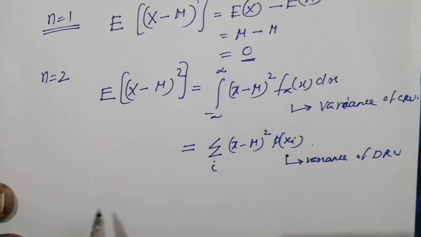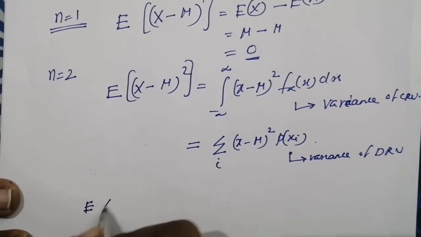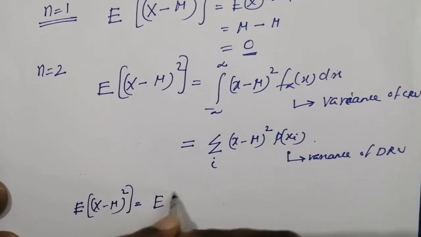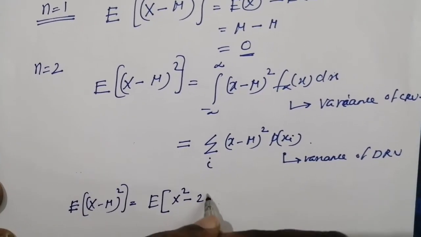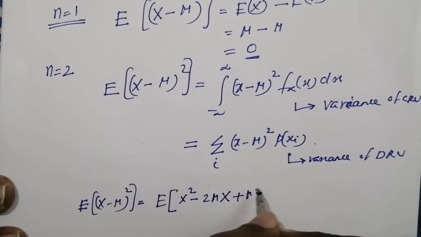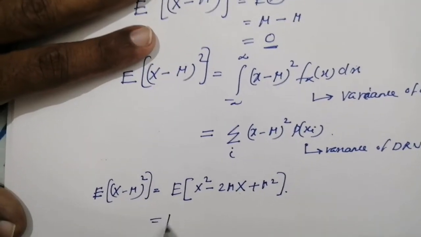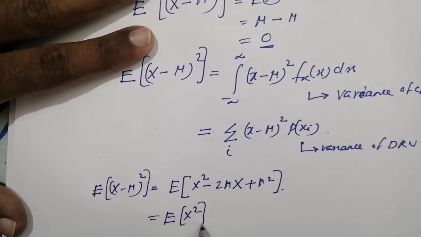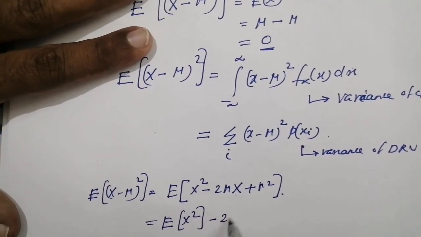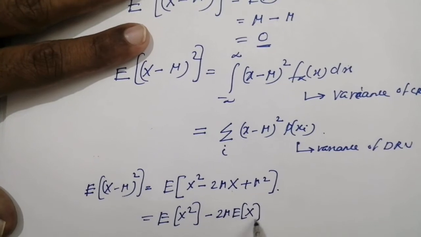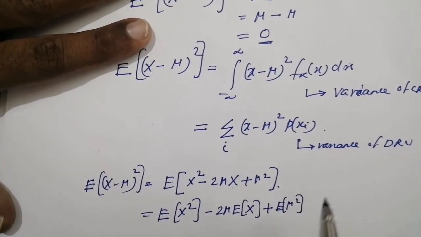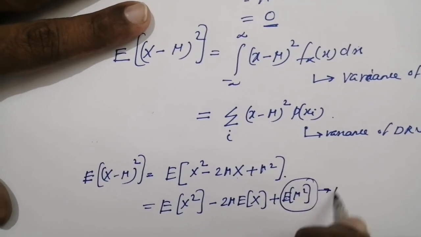Now variance can again be written as expectation of (x minus mu) the whole square, right? So this can be written as expectation of x square minus 2 mu x plus mu square. So this will be equal to expectation of x square minus, so this 2 and mu are constant, so it will be taken outside, 2 mu into expectation of x plus expectation of mu square. Expectation of mu square is also mu square.